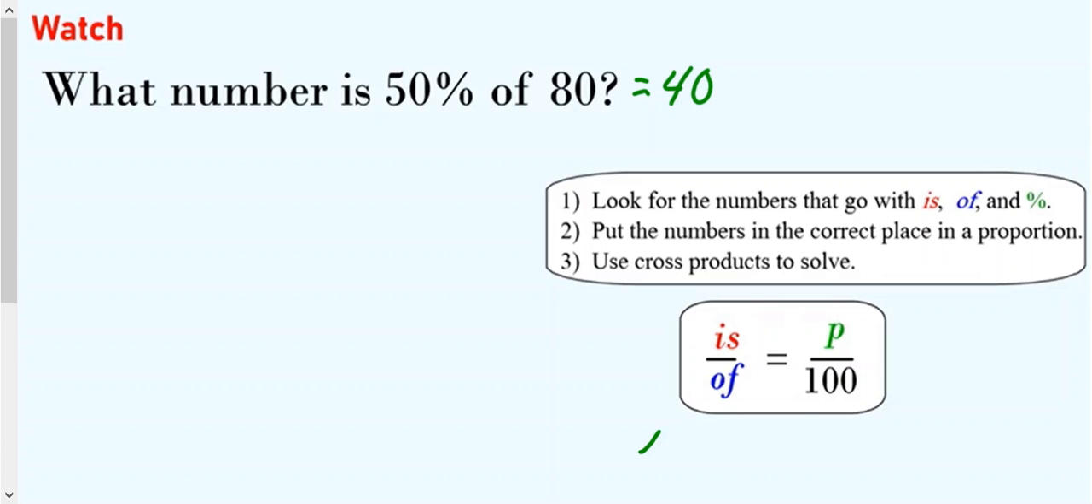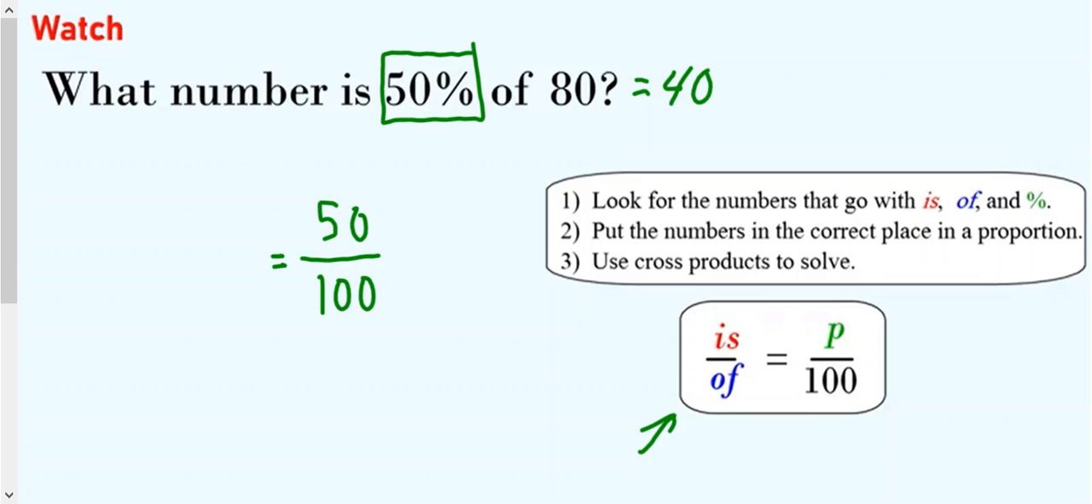So here is our template for how we're going to set up our proportion. We're looking for is and of. So what number is 50% of 80? So starting with the percent, P, so we have 50 over 100. So that is our percent. Okay, and it might be helpful for you to box the different numbers as you're working through these problems so you can keep them organized.